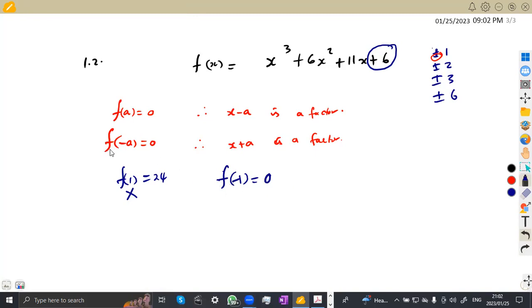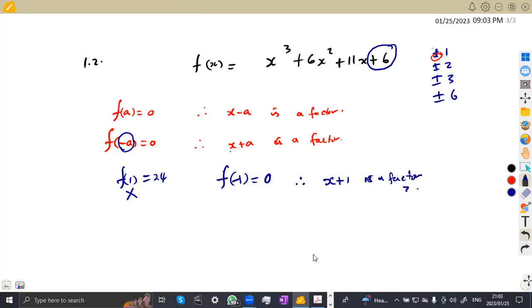So what does it mean? If f of -a is equal to 0, it means x plus a is a factor. So if it is -1, therefore we are saying that x plus 1 is a factor. As you can see, the root was a minus, but the factor has a plus. So x plus 1 is a factor. This is our first factor that we have.